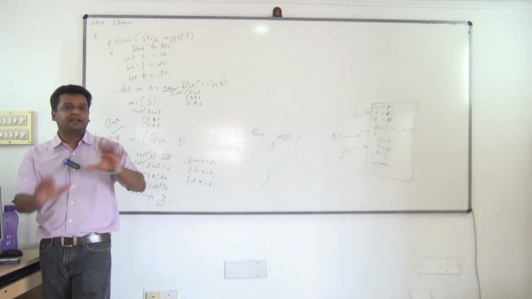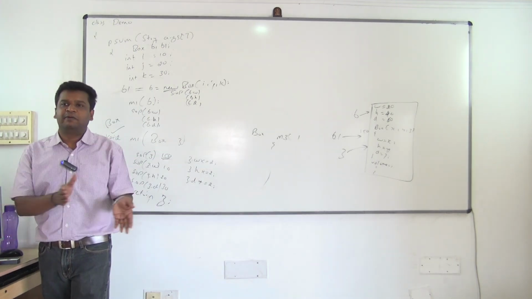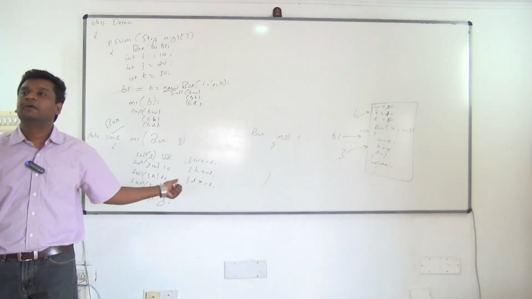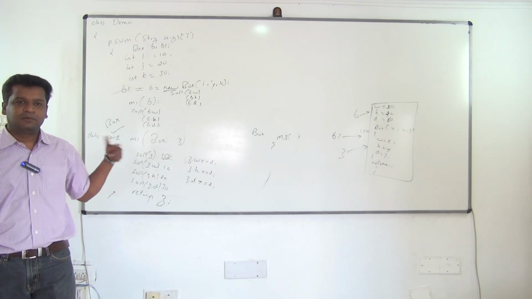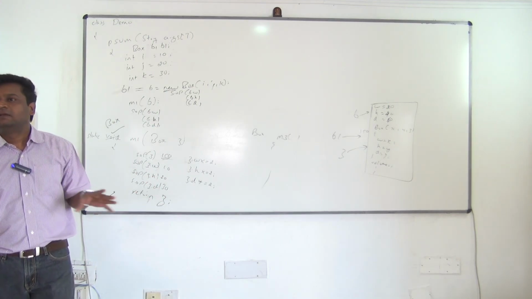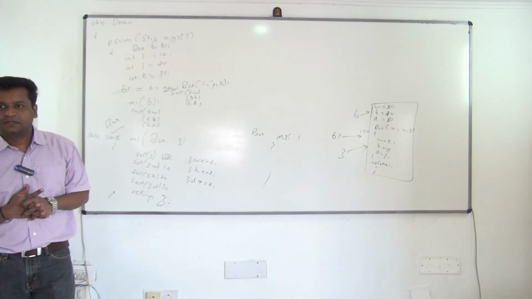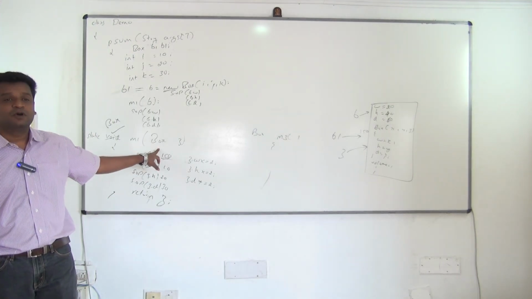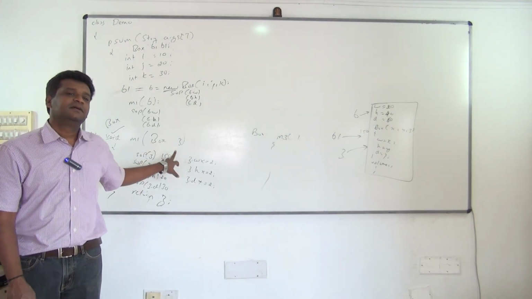Understood? So theoretically I classified in the beginning of the class call by value, call by reference and all that. Now we are saying it programmatically. Both are important. Theoretically also you should be clear. Programmatically also you should be clear. Clear? So here I have sent the argument as box type. If you want you can send it as test type also.